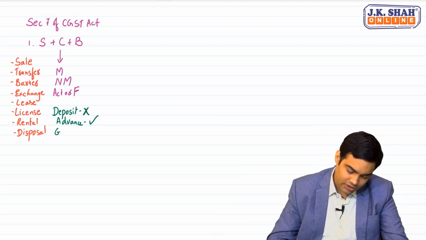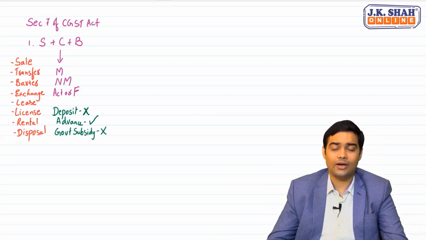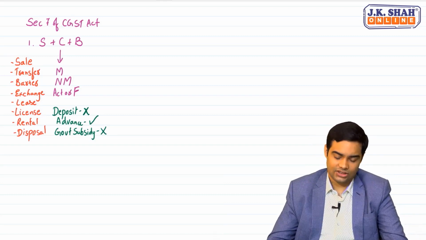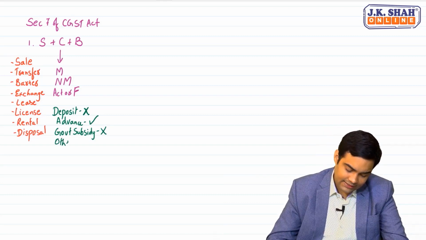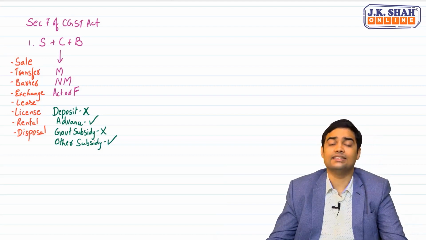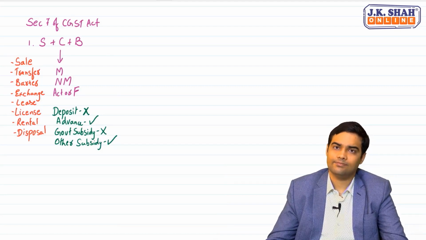When we talk about government subsidy, the law has clearly stated that government subsidy will not be considered as a consideration. While if there is subsidy received from any other person, then it would form part of consideration. That means GST would be applicable on such other subsidy. Understood?